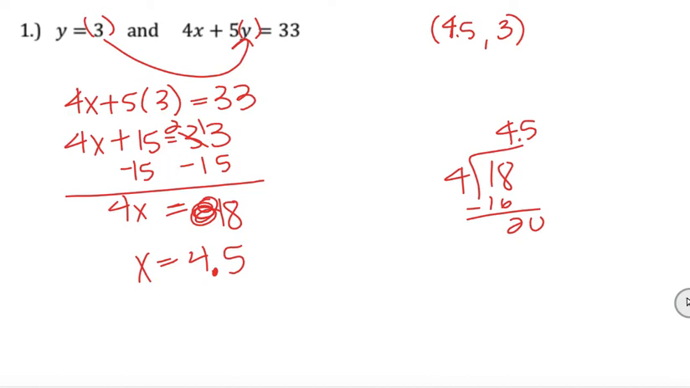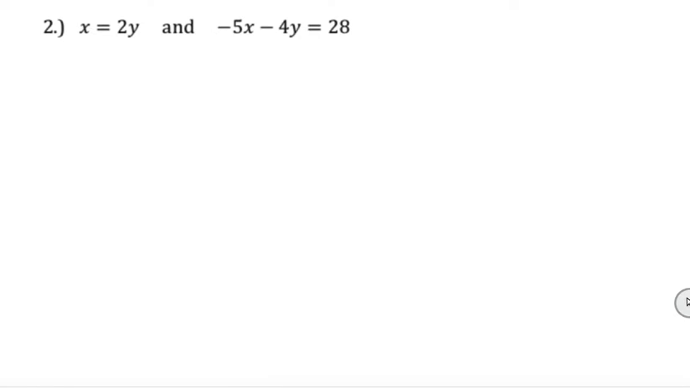So let's look at a little bit more complicated example where we don't know that value immediately. So again, our goal is to end up with an ordered pair at the end of the problem. So we take the first value where this variable is by itself. We know that x equals 2y. So we're going to take 2y, we're going to plug it in for the x this time. We need to plug it in for that value here. So when I do that, I'm going to have negative 5 times 2y minus 4y equals 28.